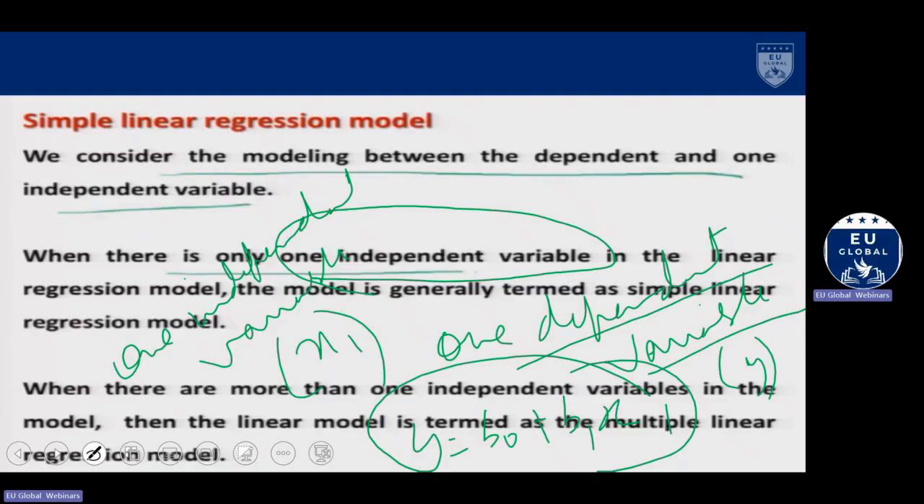And there is one more model we are talking about, the multivariate linear model. Suppose there is more than one multiple linear regression model that are to be considered together, then it is called multivariate linear regression. But here we are just going to consider simple linear regression and multiple linear regression.